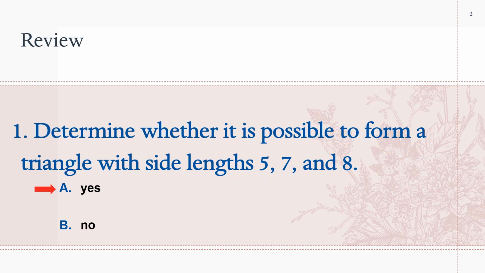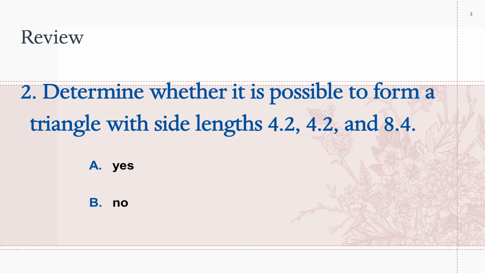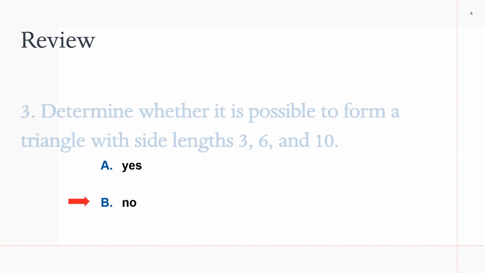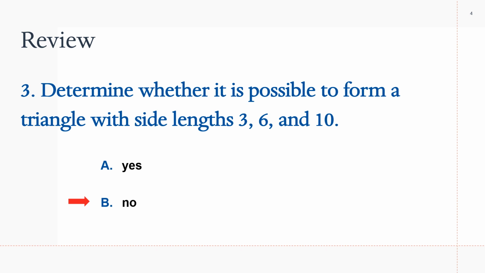Determine whether it is possible to form a triangle with side lengths 5, 7, and 8. The answer is yes. Number two, determine whether it's possible to form a triangle with lengths 4.2, 4.2, and 8.4. Of course, the answer is no. It cannot be. Number three, determine whether it's possible to form a triangle with side lengths 3, 6, and 10. The answer is no also.